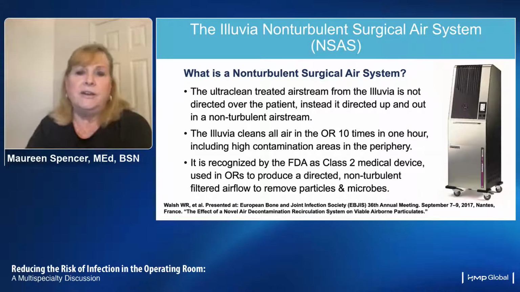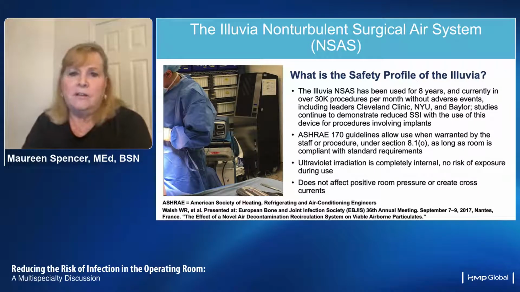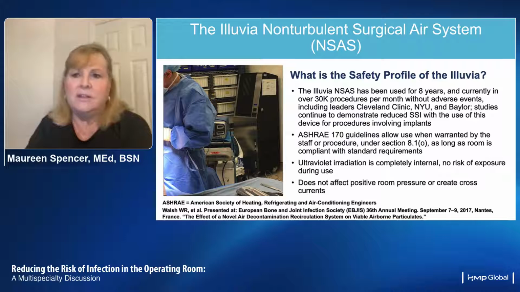The Alluvia cleans all the air in the OR 10 times in 1 hour, including high contamination areas in the periphery. It's recognized by the FDA as a Class 2 medical device. It's been used in operating rooms to produce a directed, non-turbulent, filtered airflow to remove particles and microbes. As for the safety profile, it's been used for about 8 years. It's currently involved in over 30,000 procedures per month without adverse events, including leaders, as you saw, at Cleveland Clinic, New York University, and Baylor. And studies continue to demonstrate reduced SSIs with the use of this device for procedures involving implants.